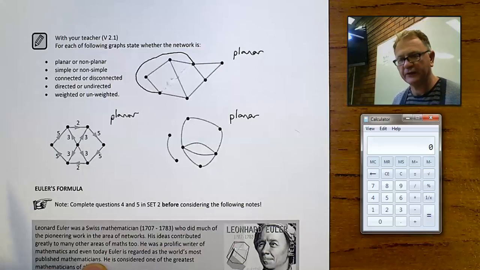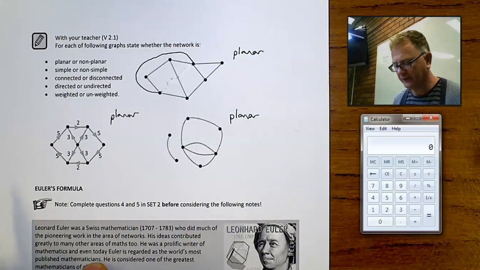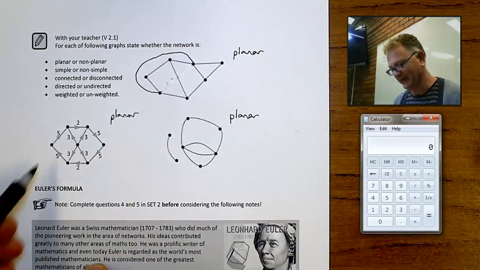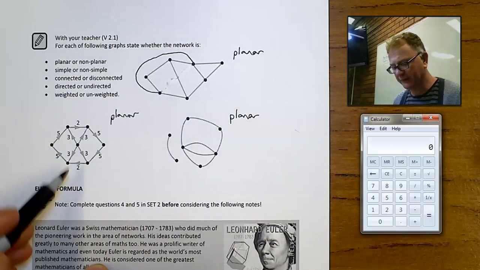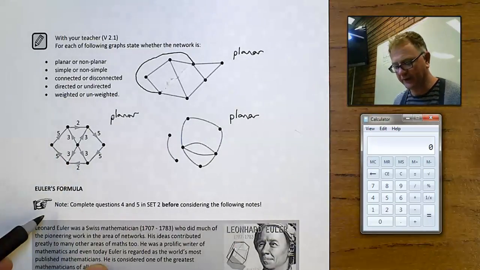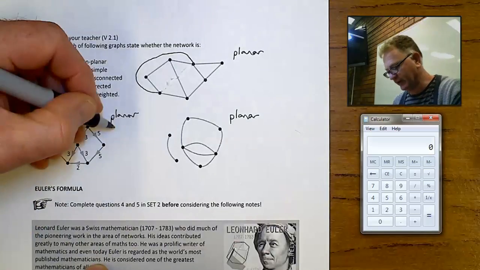The next thing we're asked to comment about is if they're simple or non-simple. Now, a simple network is one which has no loops, and also every pair of vertices must be connected by at most one edge. So let's have a look at this one here. I can't see any pairs of vertices connected by more than one edge. There's no loops, so this is simple.